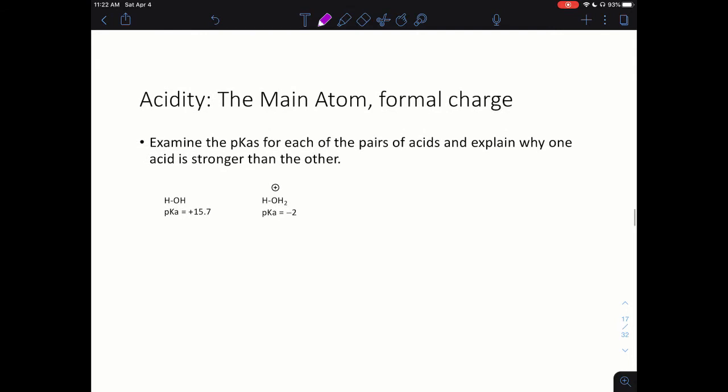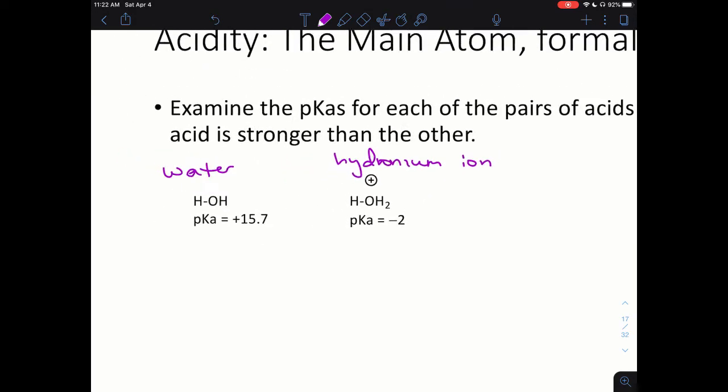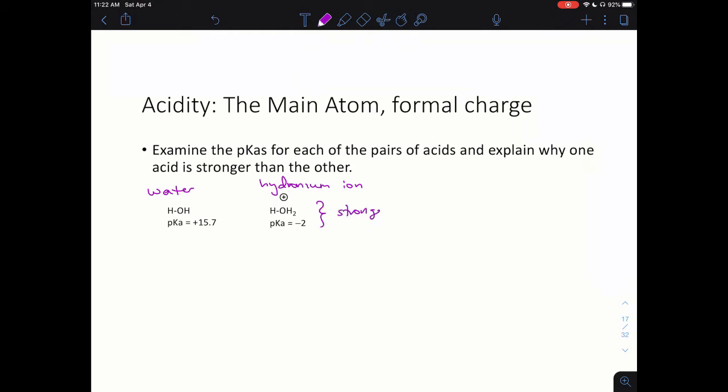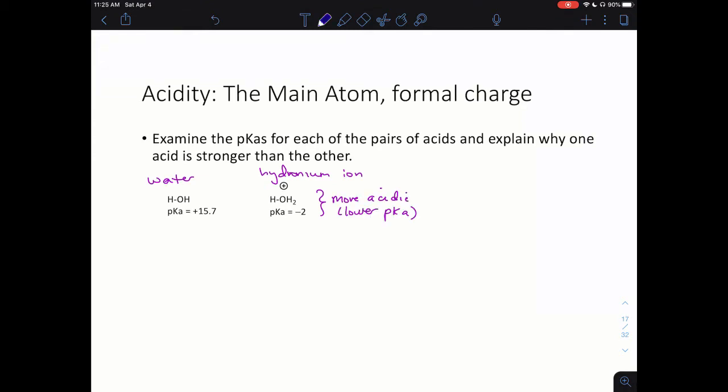In our next example, we're going to take a look at water and hydronium ion. The pKa of water is 15.7. The pKa of hydronium ion is -2. So just from that data alone, we can tell that hydronium is the stronger acid. It's more acidic. It has a lower pKa. But we'd like to understand why hydronium is more acidic than water so that we can apply that trend to molecules with which we're unfamiliar.